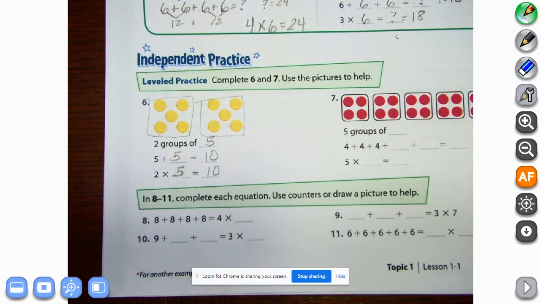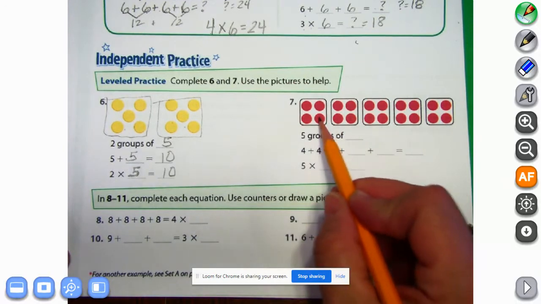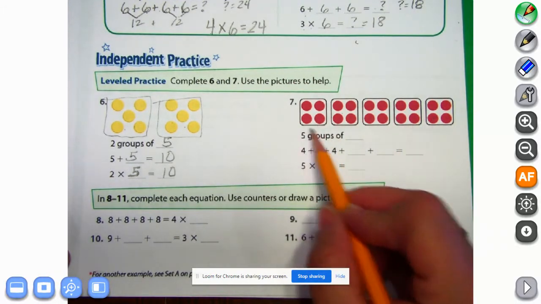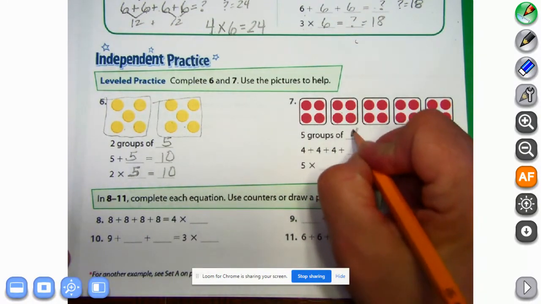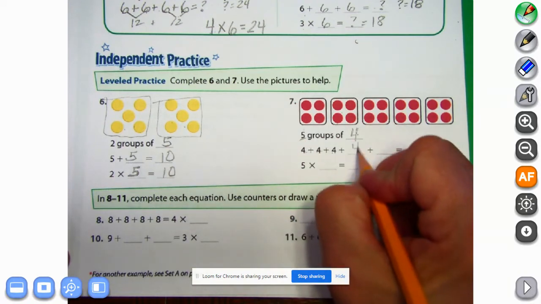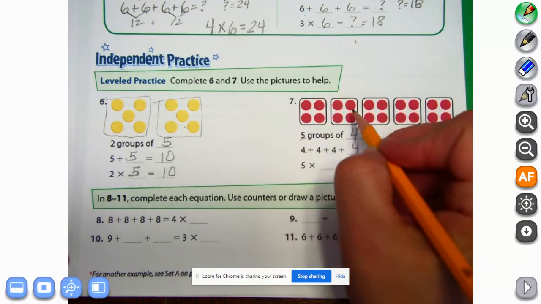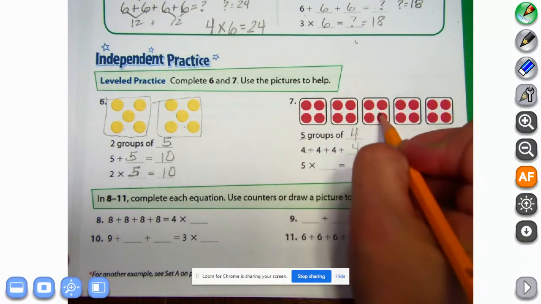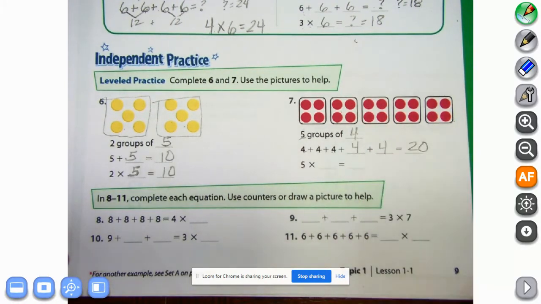All right, let's go to the next one. 5 groups, 1, 2, 3, 4, 5, 5 groups, and there are 4 in each one. 5 groups of 4. Okay, 4 plus 4 plus 4, so we only have 3 here, and so there's 5, plus 4 plus 4. 4, 8, 12, 16, 20. So we have 20 here.